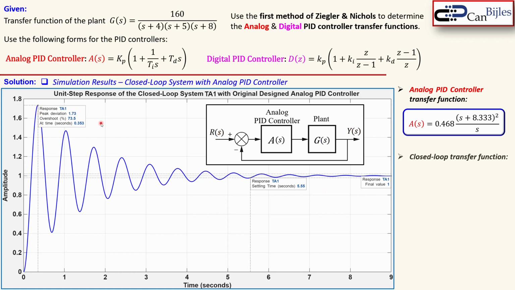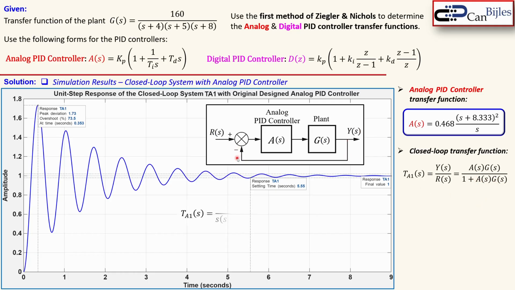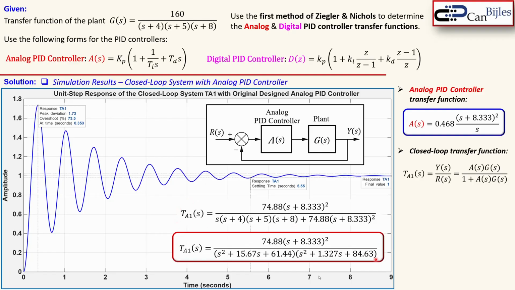Now we see some things here. Let's first look at the closed loop transfer function. So TA1 is the output divided by the input, and that's given by Mason's gain rule, so A times G divided by 1 plus the loop, which is again A times G in this case, because the loop is a 1. And if you now do the math here, of course it's a little bit tedious, you get this result. I did this using MATLAB, and this is the expression you get. You actually have here a fourth order expression.